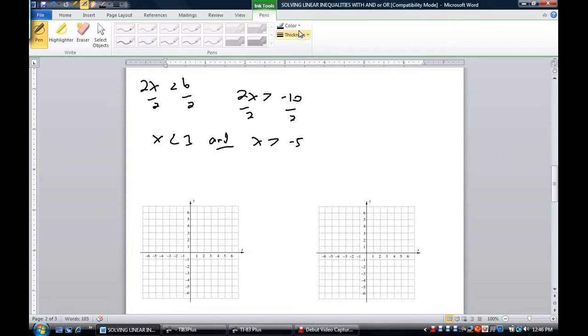So what we're going to do, we're going to graph x less than 3. Remember what we just talked about. X equals 3 is a vertical line. Since it's just less than, it's going to be dashed or dotted. Less than is to the left.